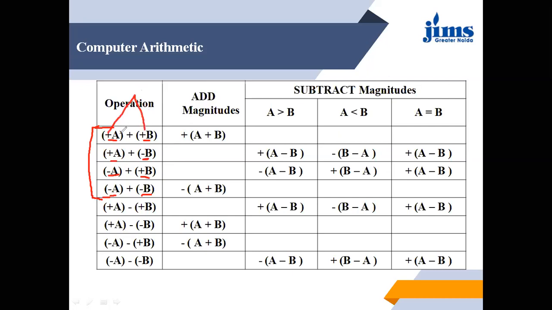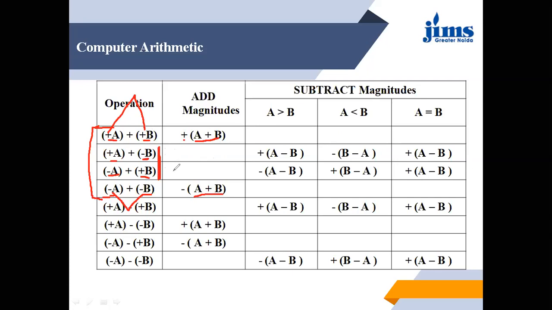If the signs of these numbers are the same, both plus or both minus, then we have to do a plus b, meaning we add the numbers, and the sign is the sign of either a or b because these are the same.